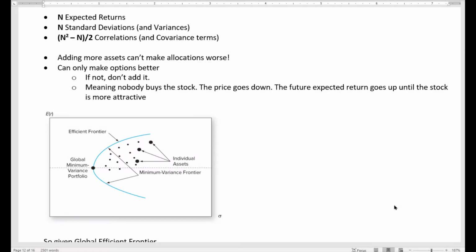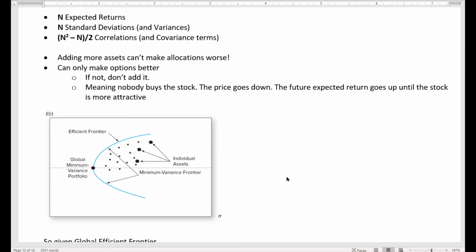We're going to skip a bunch of the proofs and a bunch of the math, and I'm just going to talk about what happens next. When we add more assets, we can't make a worse opportunity set. We can only make our options better. If adding a third asset, a fourth asset, a fifth asset doesn't make our allocations better, if it doesn't move this efficient frontier further to the left, then don't add it.